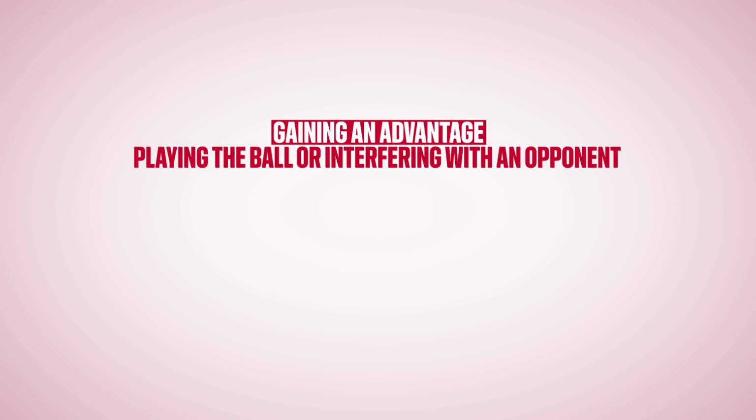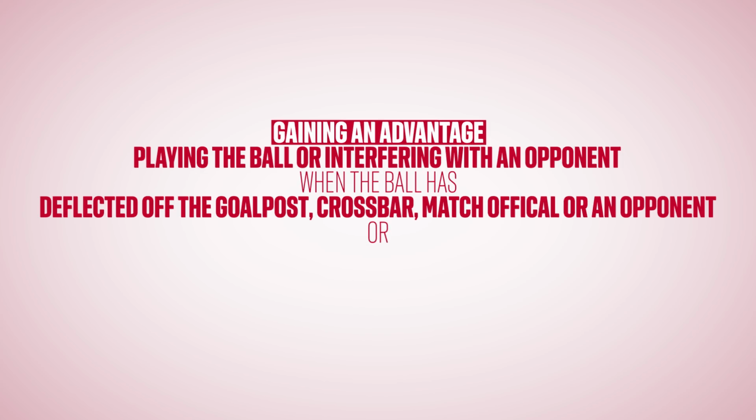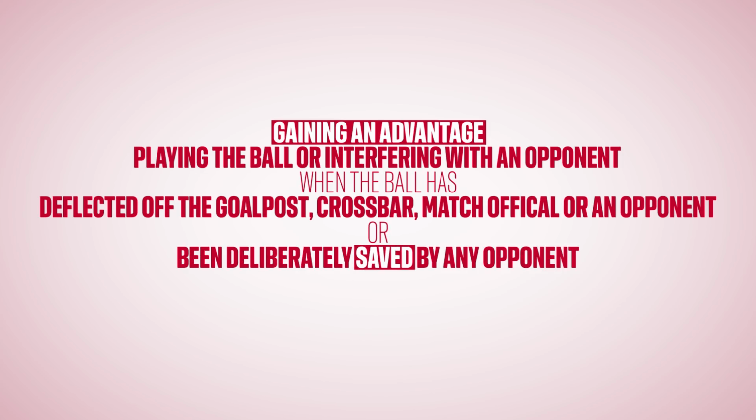Lastly, gaining an advantage involves an attacker in an offside position playing the ball or interfering with an opponent when the ball has rebounded or has been deflected off the goalpost, crossbar, match official, or an opponent, or been deliberately saved by any opponent. A save occurs when a player stops or attempts to stop a ball that's going into goal or very close to the goal while avoiding the use of the hands or arms, except the goalkeeper within the penalty area.